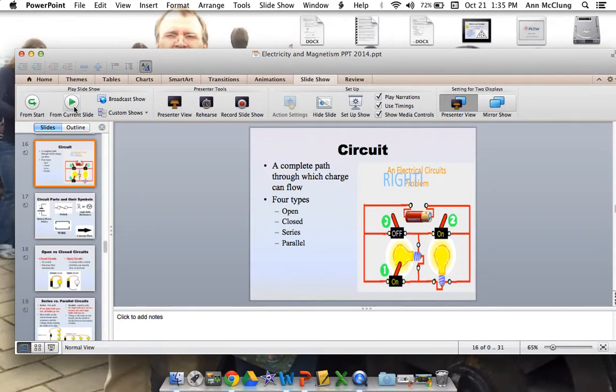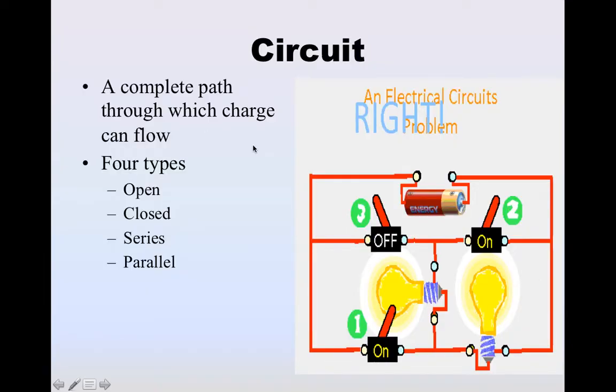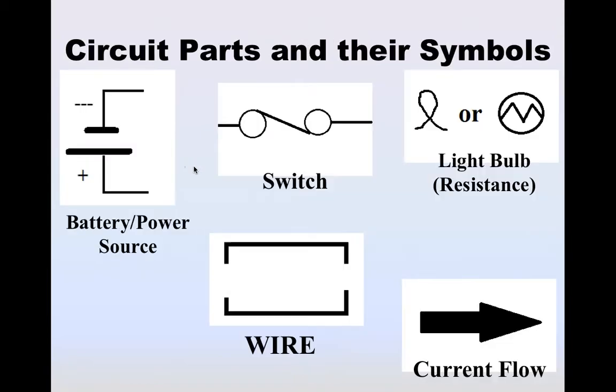We're actually going to talk about circuits, and circuits basically are a complete path in which the charges can flow. So what you have right here, we start with the battery source, and it travels around, and basically you want to end up back at the battery. Okay, there are four types. You have an open, a closed, a series, and parallel. These are just ways of drawing the circuits, two-dimensional, on paper.